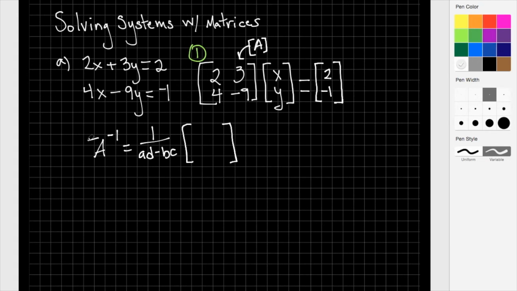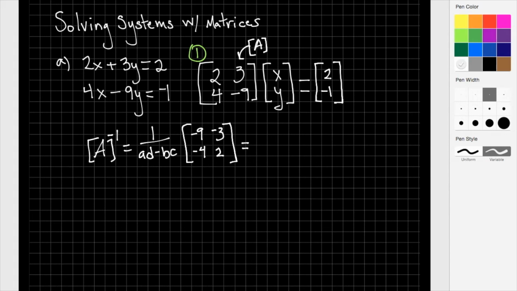And so if we're going to go down here and find that inverse, we're going to swap the A term, 2, and the negative 9. So negative 9 goes here, and 2 is going to go there. Then we're going to change the signs on the other diagonal. So we have negative 4 and negative 3. And now I'm ready to go ahead and multiply through.